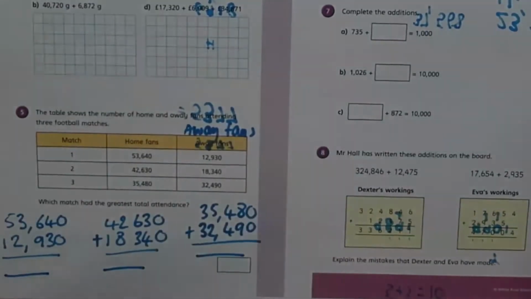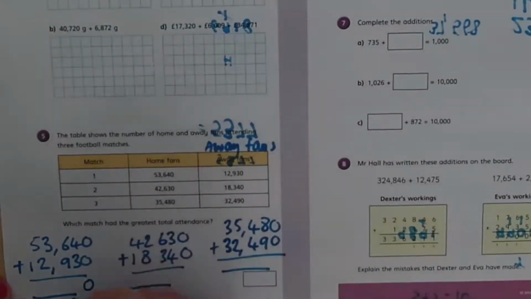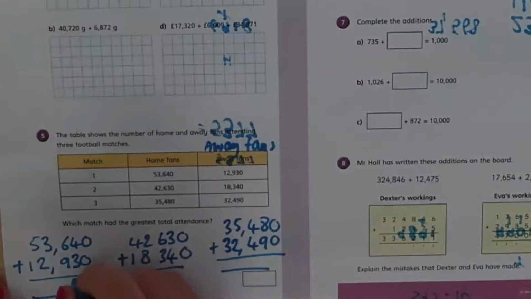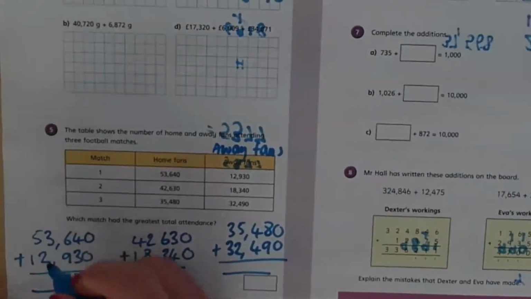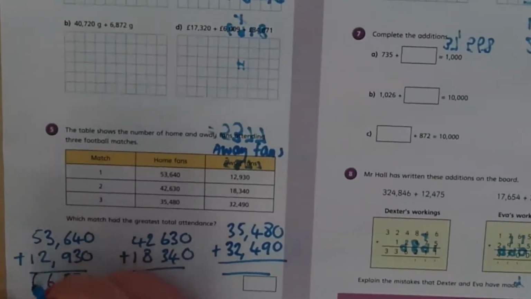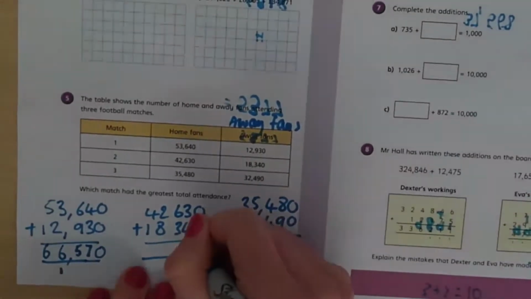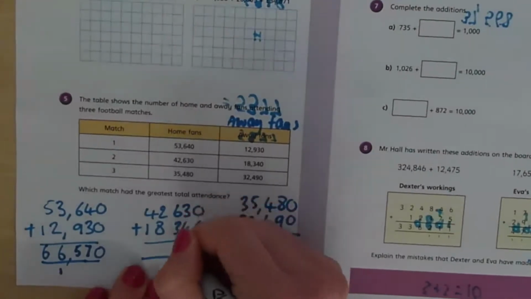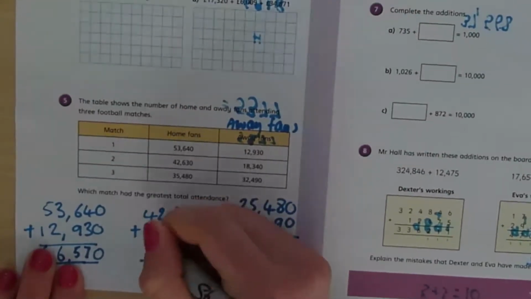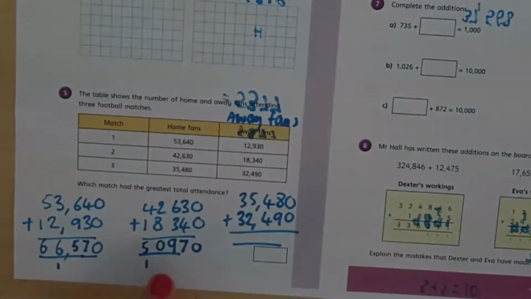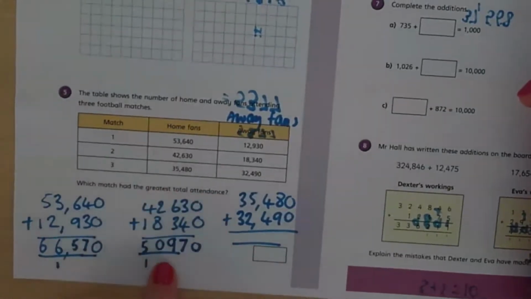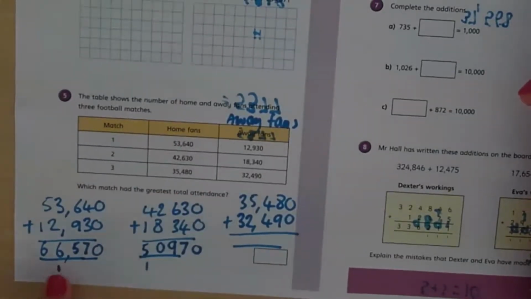Get my totals ready. So that one will be 0. Add 4 plus 3 is 7. 6 plus 9 is 15. I cross my hole. 5, 6, and that one's a 6. So the total number for this match is 66,570. Here, 7, 9, cross my hole, 50,970. And the children should start to be able to compare these. So this match here had less fans than this match. This one had the greater attendance.